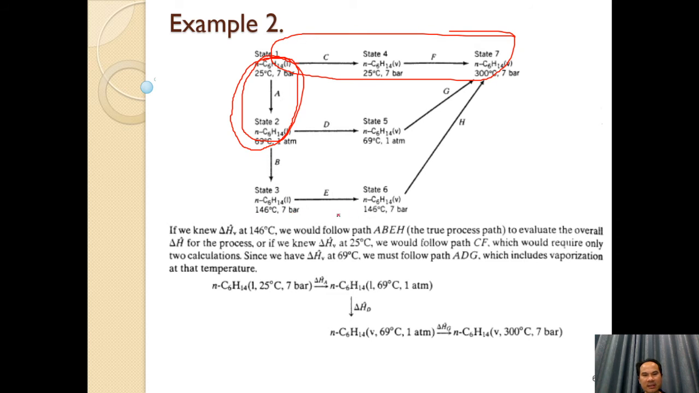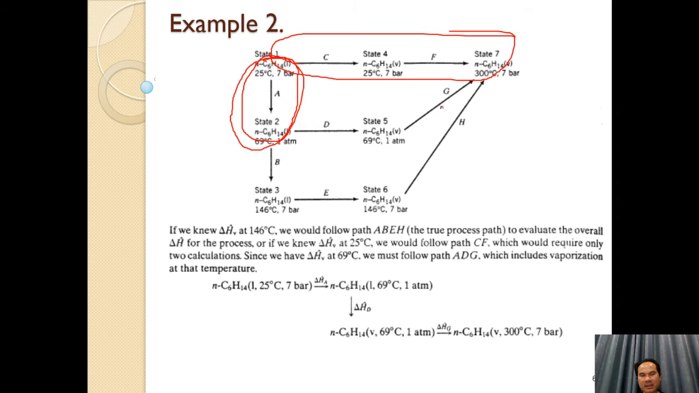And then evaporation. And then you increase temperature to 300. You can follow this part, or you can follow this part. This part, you can do evaporation at the normal boiling point, 69 degrees Celsius, 1 atm to vapor phase at 69 Celsius, 1 atm. Then you increase the temperature and increase pressure. And also for this case, you can have two steps. First step, increase pressure at constant temperature. That is the V delta P.